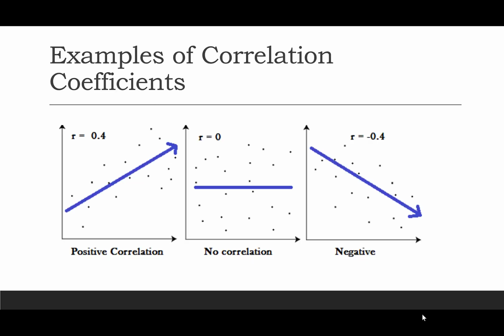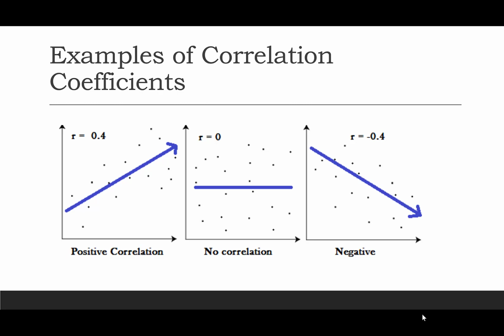I want to show you a few examples of correlation coefficients. So in the first example, I have a positive correlation. There are a lot of dots, but you can see the line is increasing from left to right. And because the line isn't too strong, meaning the points don't really come too close to the line, we have a value of 0.4.